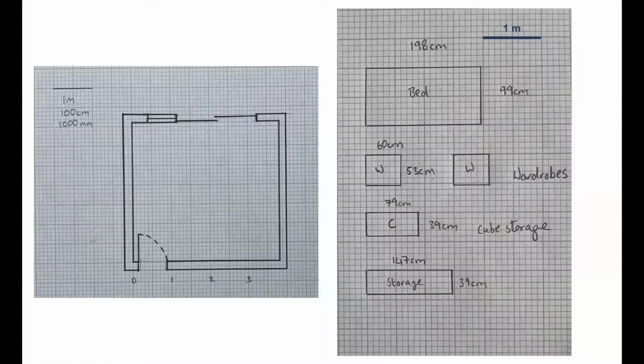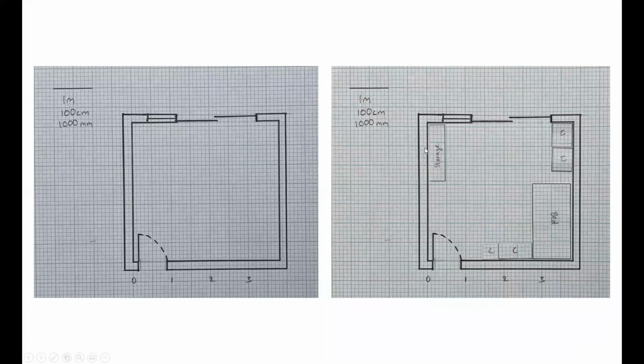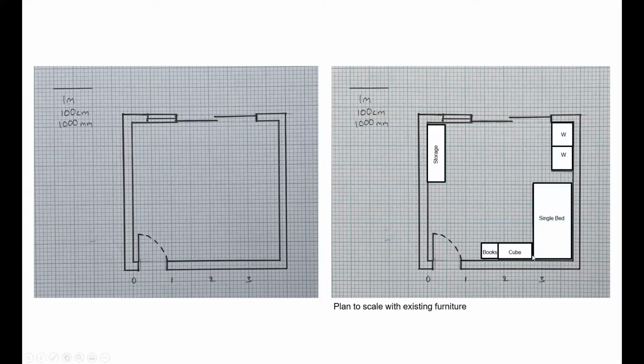And then the next thing I do is take my scissors and just cut round each one. And then you can lay them onto your plan. So once you've cut them out, you can move them around. And this is the existing layout of the room. So you can see here, we've got the bed. Oh, here we go. We've got a single bed here. We've got the cube storage. We've got the books, the other storage, and the wardrobes.